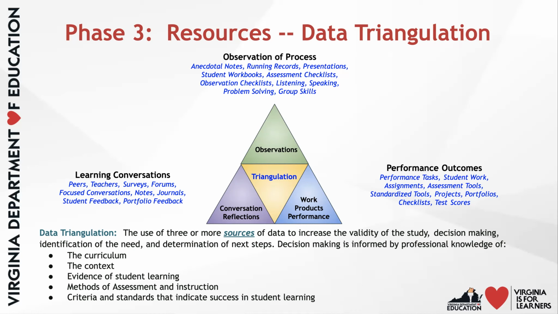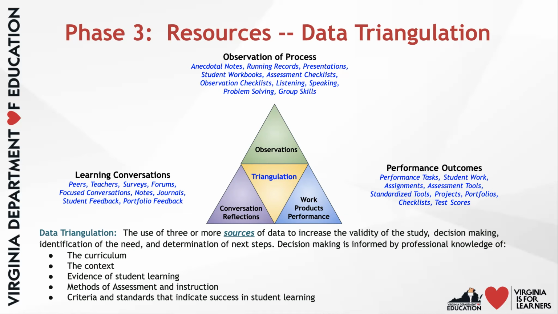So in looking at your data triangulation, here are 3 possible points to consider. The observation of the process, and this could include anecdotal notes, running records, presentations, student workbooks, etc. You want to consider performance outcomes. And these include performance tasks, student work, assignments, assessment tools, many things that are probably covered during your PLCs. And then of course, learning conversations.